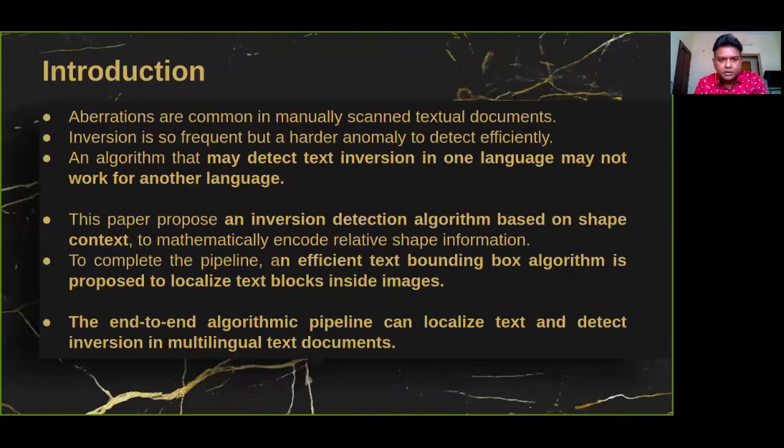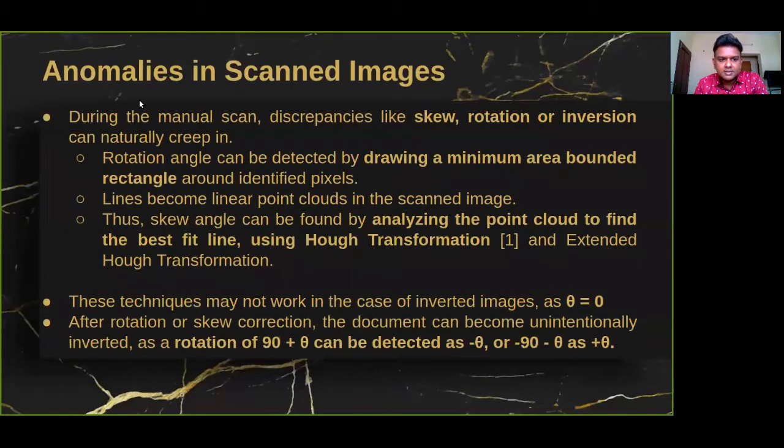We all know that it's common to have anomalies in scanned documents, but anomalies such as rotation angle or skew can be easily detected. For instance, you can just draw a minimum area bounded rectangle along the identified pixels to understand rotation angle. Let's say there is a line in the document. So we can just find a best fit line using Hough transformation to find out the skew angle. But these techniques will not work in case of inverted images because theta is equal to 0.